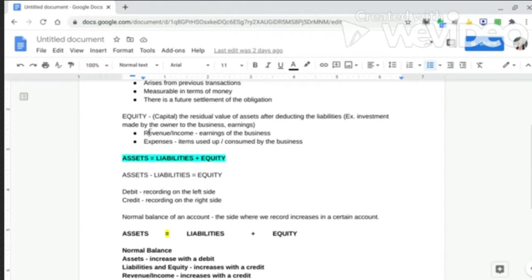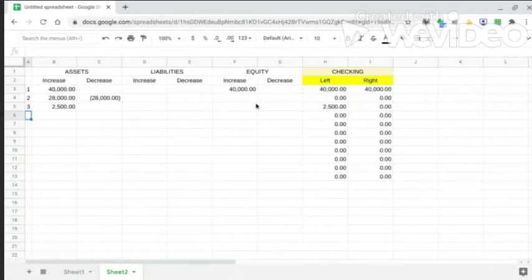Ayan. So, i-check natin kung equal ba sila. Dapat equal yan eh. Kasi nga assets, which is on the left side, is equal to liabilities plus equity, which is on the right side. So, kung makikita natin, equal sila. This means tama yung sagot natin. So, next, number 4.